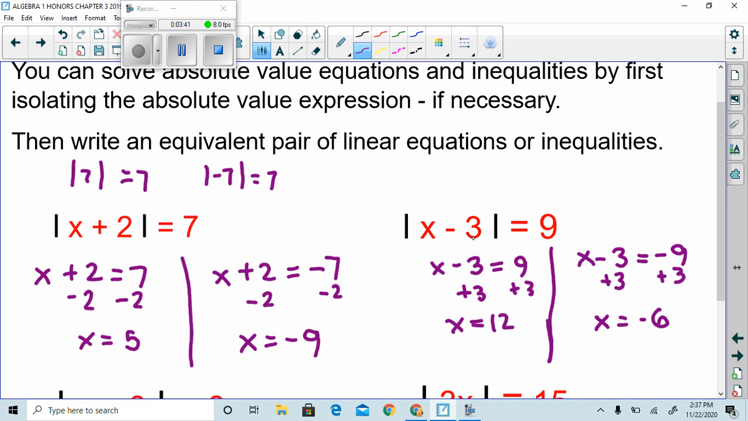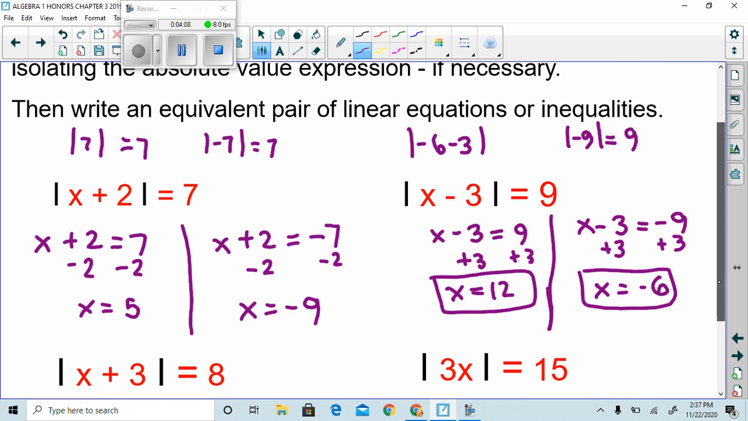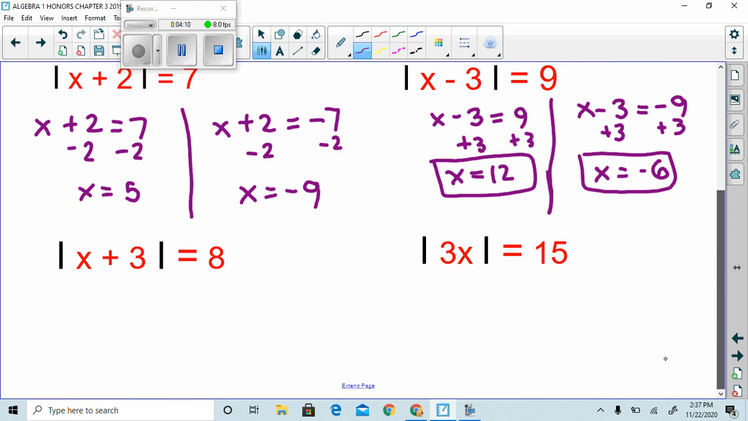Well, 12 minus 3 is 9, and the absolute value of 9, once again, 9. Then I take negative 6 minus 3. Let's do that check. Add the opposite. Well, negative 6 plus negative 3 will give me negative 9, and the absolute value of negative 9 is also 9. So these are the two possible values to make this absolute value equation a true statement. Let's look at a couple more.